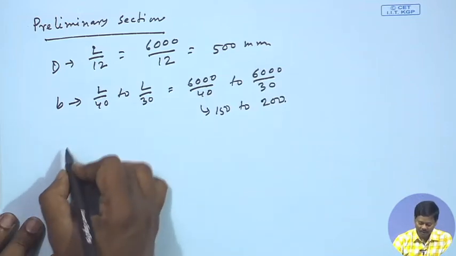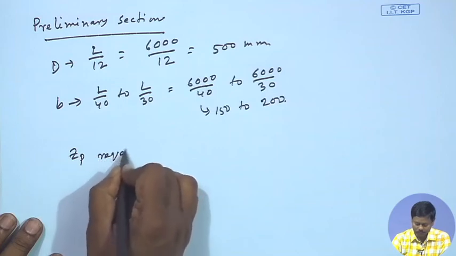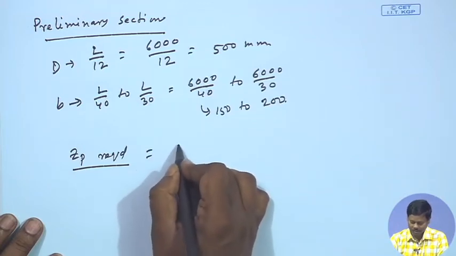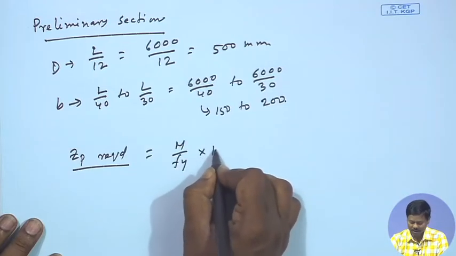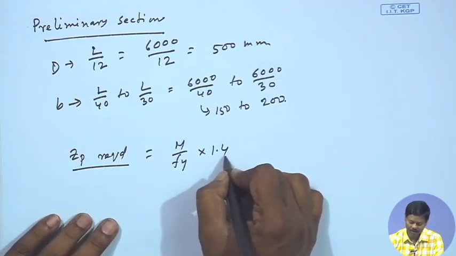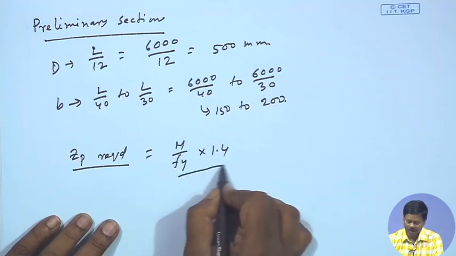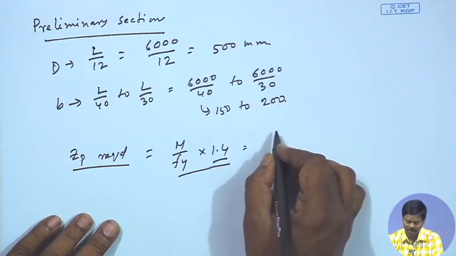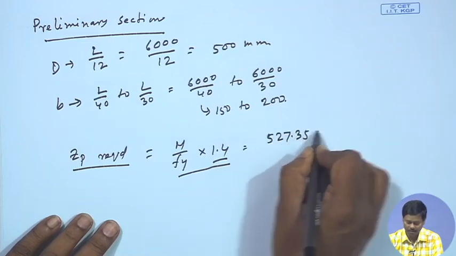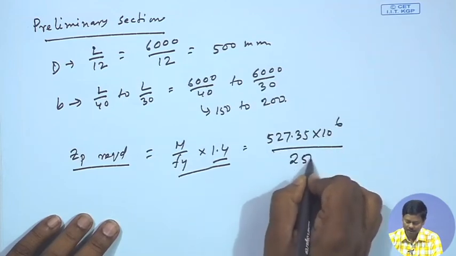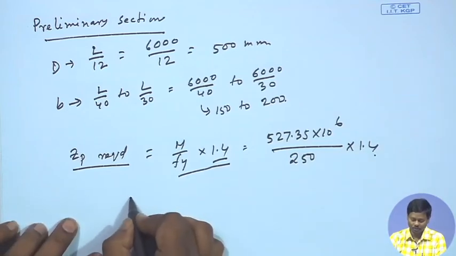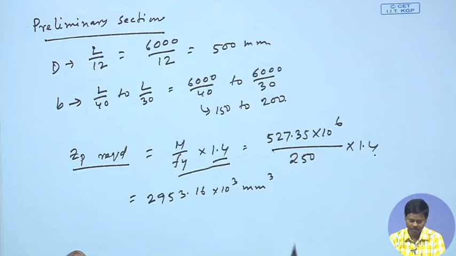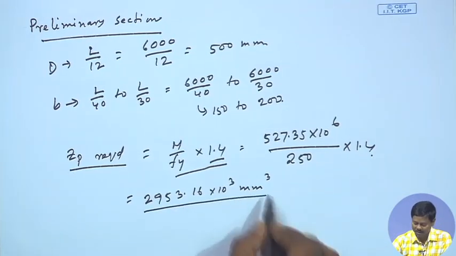Okay. And ZP required we can find out, right. ZP required will be M by Fy, and say 40% we can increase, 1.4 times. We have seen that it can be 1.3 to 1.6 whatever we feel. To start with we can increase 40%. So, that will be M, the maximum bending moment due to vertical load we got 527.35 kilonewton meter. Fy is 250 into 1.4, right. So, we can find out as 2953.16 into 10 cube millimeter cube. So, the required plastic section modulus ZP we can find out as this.